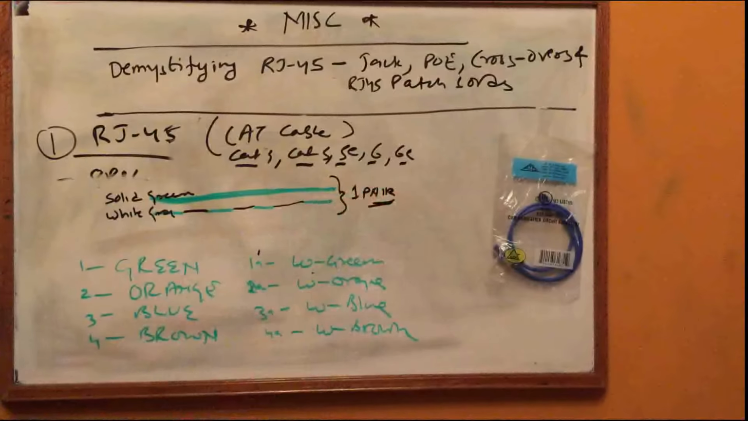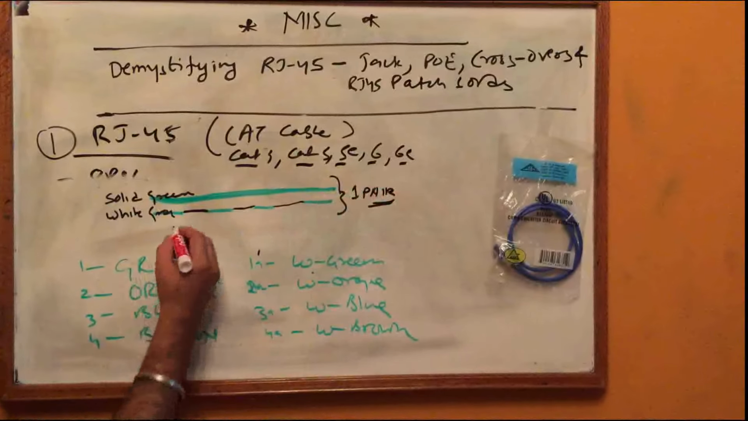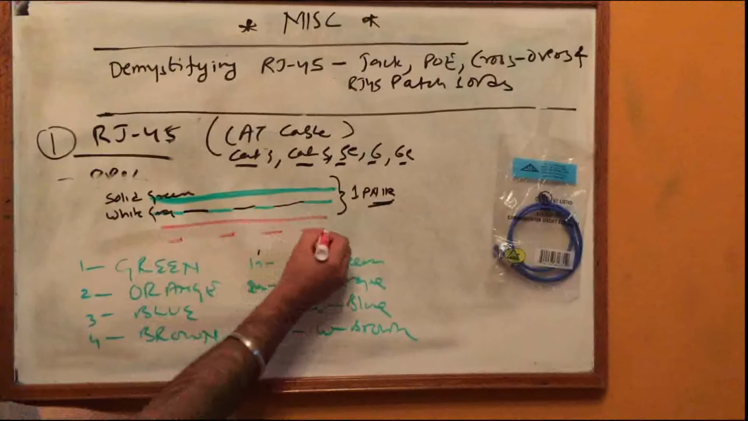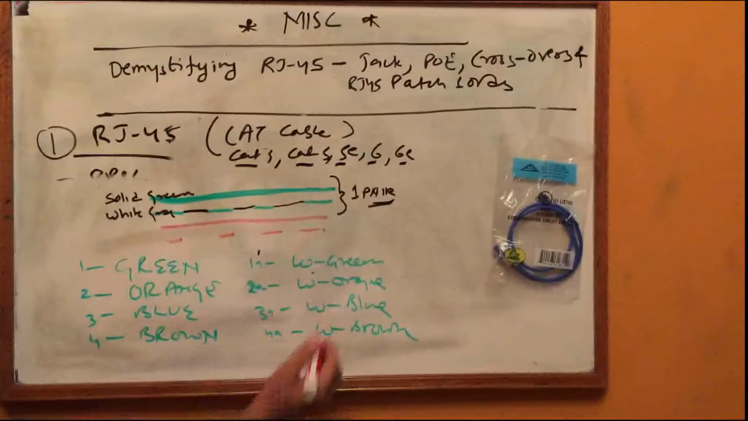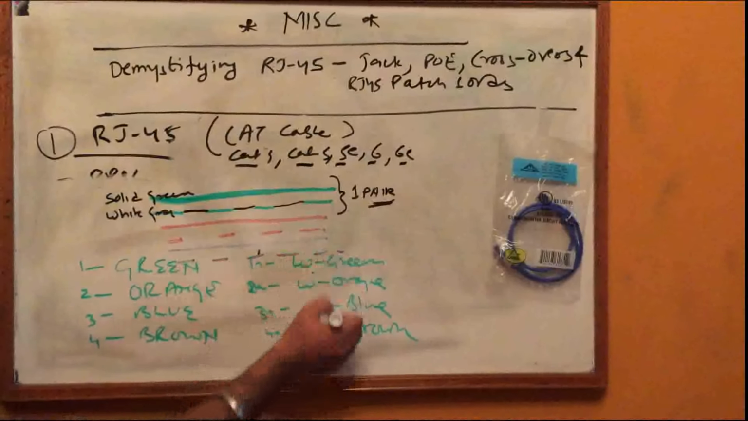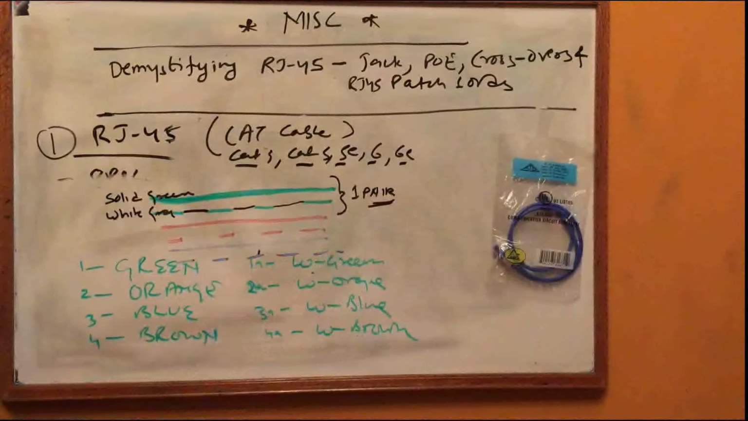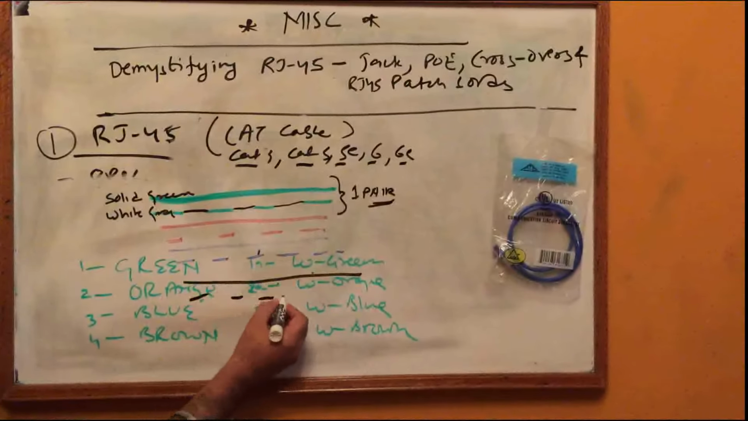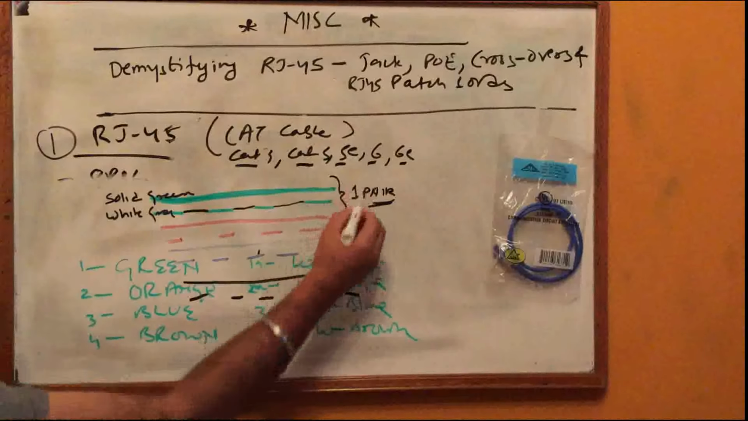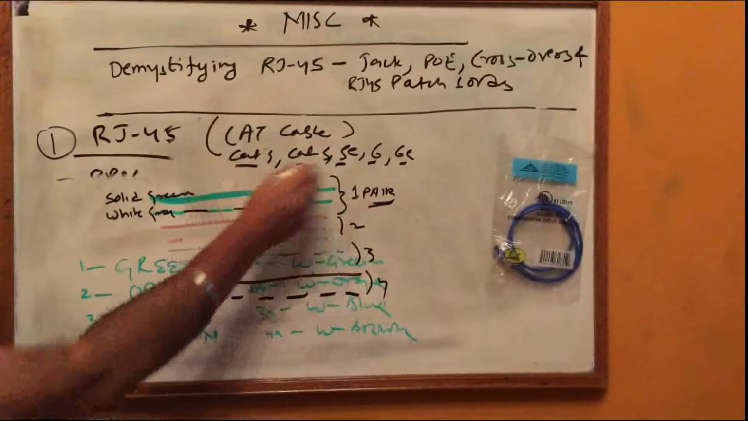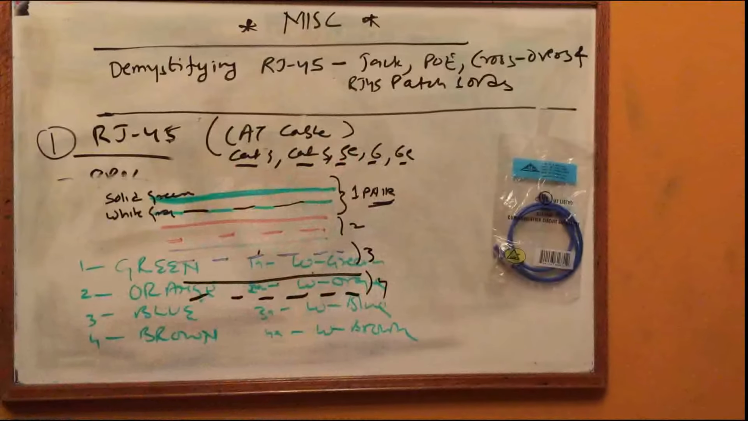The other one is orange. We are going to represent orange with red. So it is red, and then dash dash dash means white orange, right? Same thing is true with the blue. Let's use the blue cable. Then we have white blue, and in the last we have brown. So we are going to represent it with black. So we have black, and then we have brown and white. So this is the first pair, this is the second pair, this is the third pair, this is the fourth pair. This is how you identify the pairs in category 5 cables.